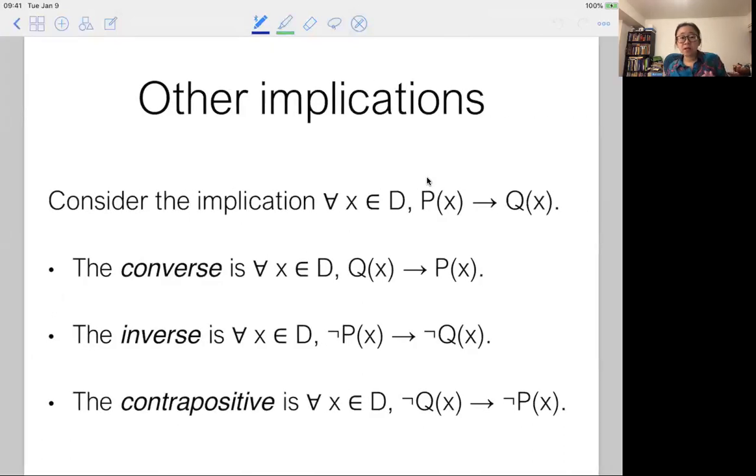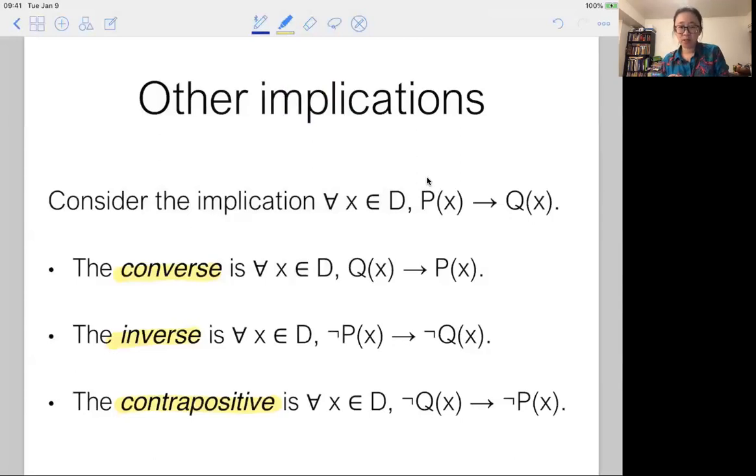So there are a few more concepts. If we are given an implication, P implies Q, then there is the concept of converse, which is Q implies P. There is a concept of inverse, which is not P implies not Q. And then there is a concept of contrapositive, which is not Q implies not P.